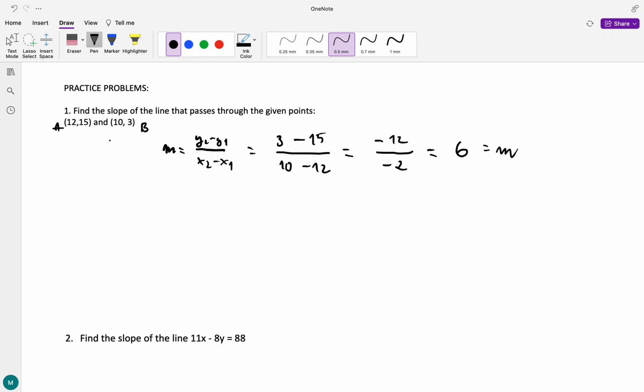Since we have the slope and we have 2 points, we can choose which one of them we're going to use in our point slope formula. All right, I'm going to pick, I think, point B. 10 and 3 seem like easy numbers to work with. So for y, I'm going to plug in 3. For m, I'm going to plug in 6. And for x1, it's going to be 10.